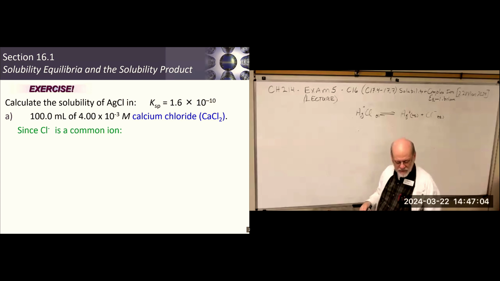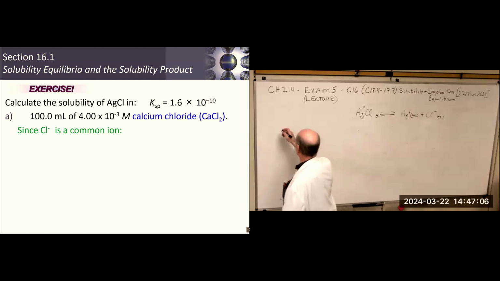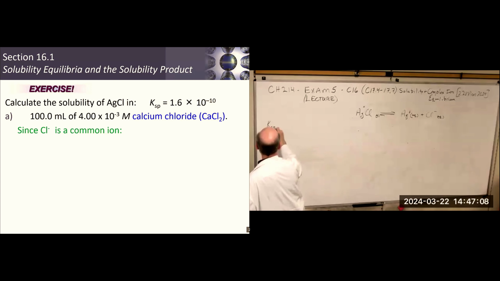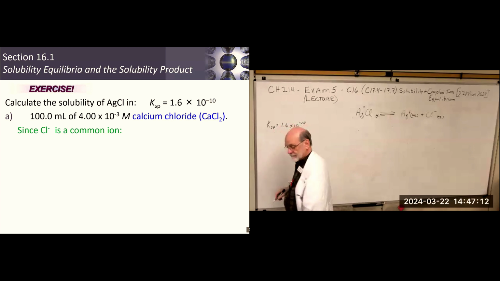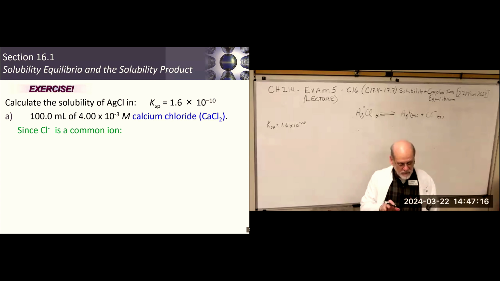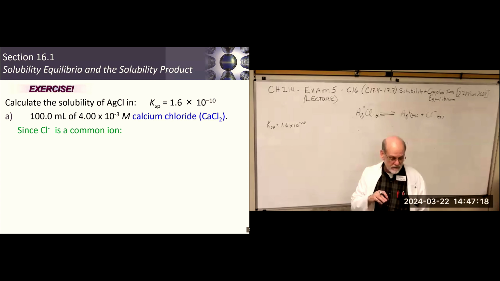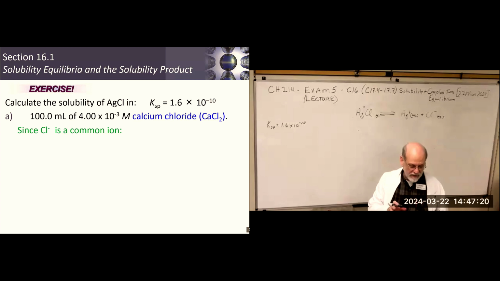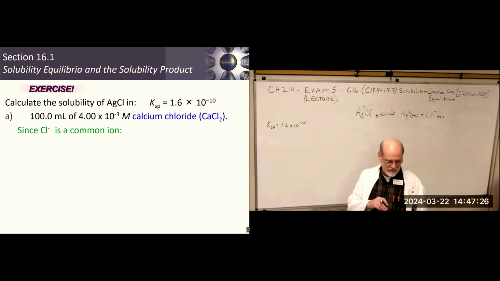All right, Ksp for silver chloride, we had that one before, so I'll write it again. 1.6 times 10 to the minus 10, I believe. Okay, what's the solubility of silver chloride in 100 milliliters of 4 times 10 to the minus 3rd molar calcium chloride? Does the volume matter? We already have the concentration, so the volume doesn't matter.